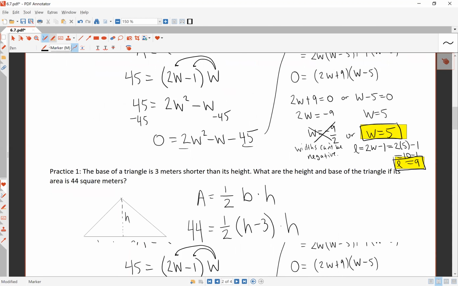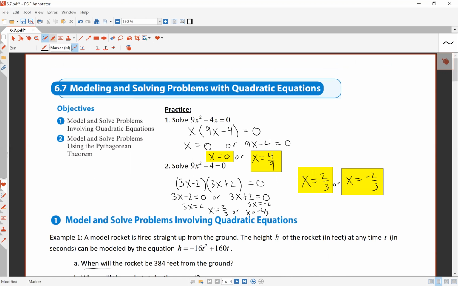And this concludes the video for section 6.7, Modeling and Solving Problems with Quadratic Equations, Objective 1, Model and Solve Problems Involving Quadratic Equations.